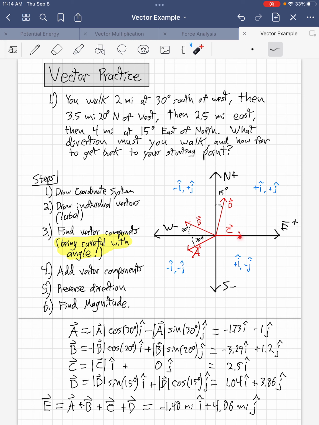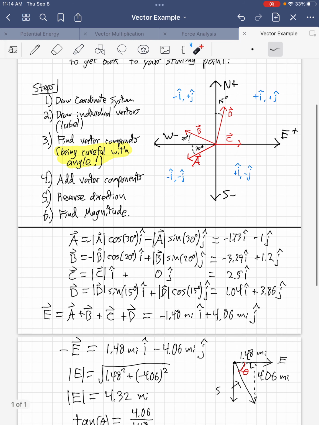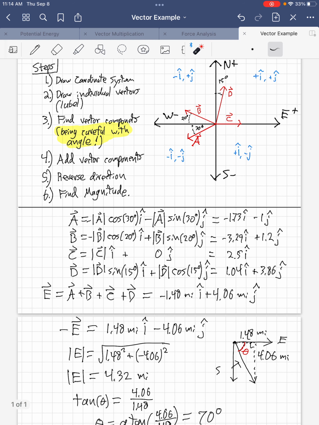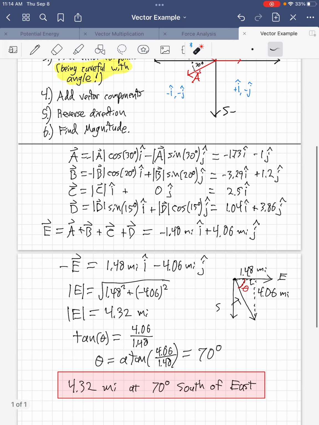Because the angle isn't always going to be defined from the horizontal axis. Sometimes it's defined from the vertical axis. And to make sure your vector components are correct, keep in mind what quadrant your vector is pointing towards, right? And so you can double check your vector components have the right sign. And then adding up the vectors, that part's simple enough. It's just addition. Adding the I components and the J components together, finding the magnitude, that's just using Pythagorean's theorem, right? And finding the angle, we use tangent.